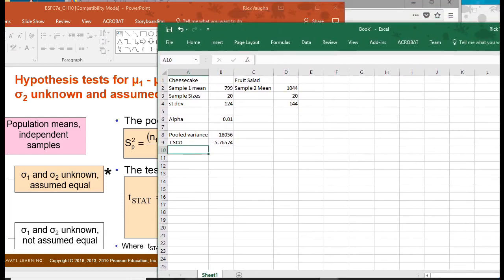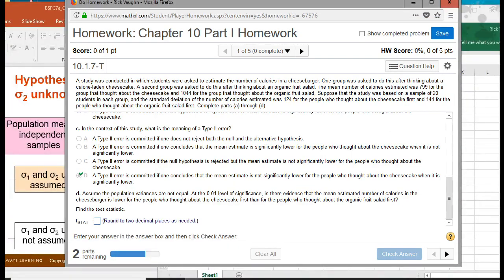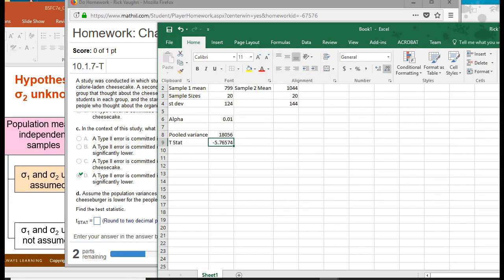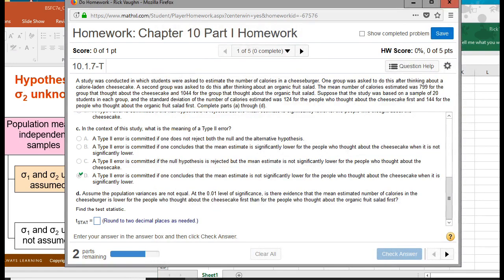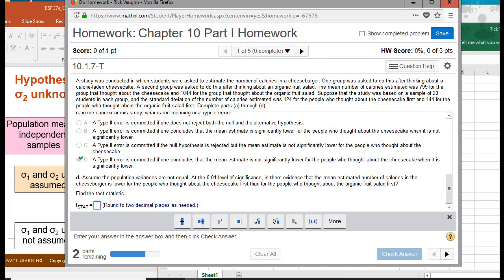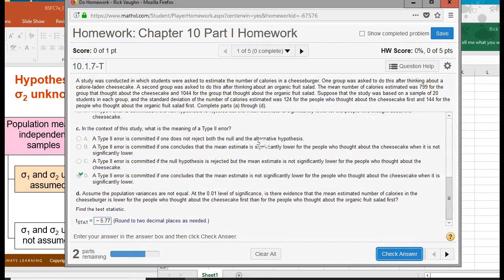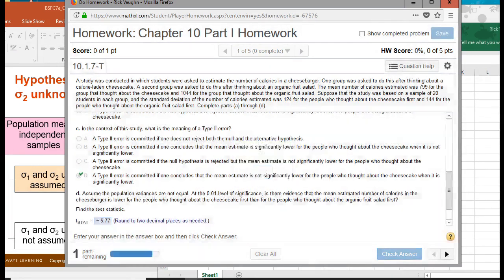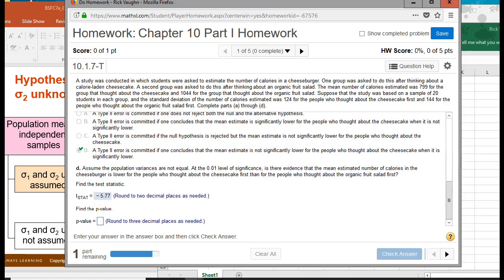We'll hop back over to our homework, and it wants us to round it to 2 decimal places. So we'll round this to 2 decimal places. Negative 5.77. Let's see how we did. All right, fantastic.